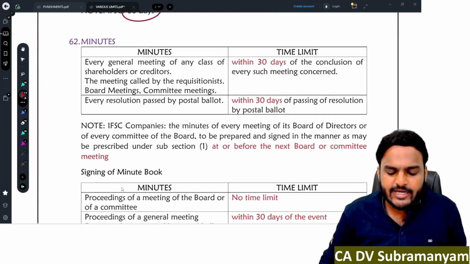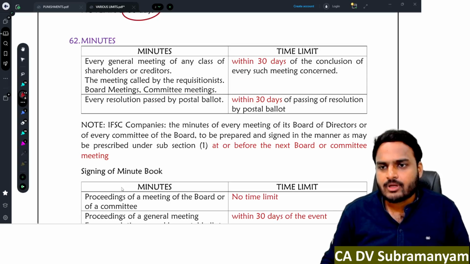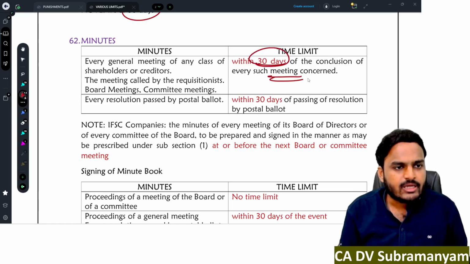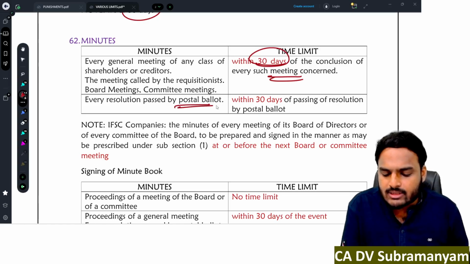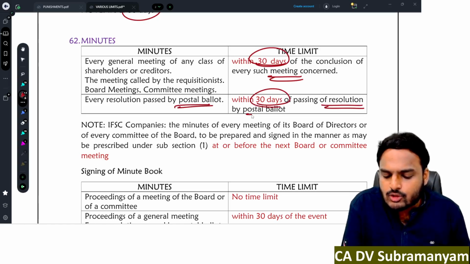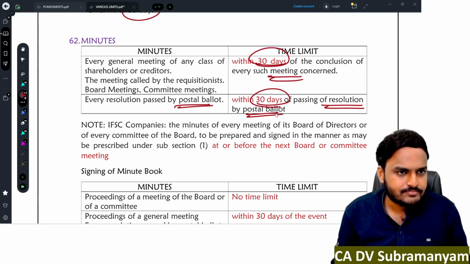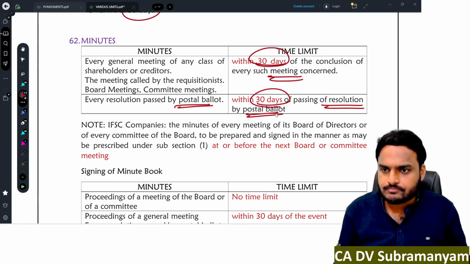Next one, minutes. So what is the time limit for completion of minutes of the meeting, sir? 30 days of the meeting. In case of a resolution passed by postal ballot, within 30 days of passing the resolution by postal ballot, minutes shall be completed. Minutes shall be finished.